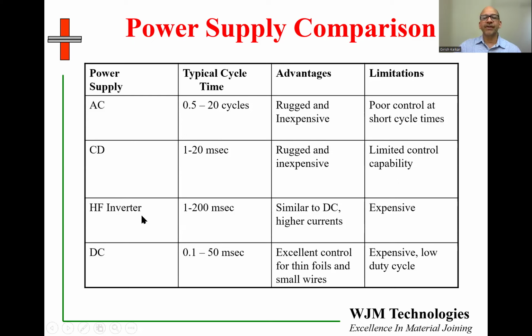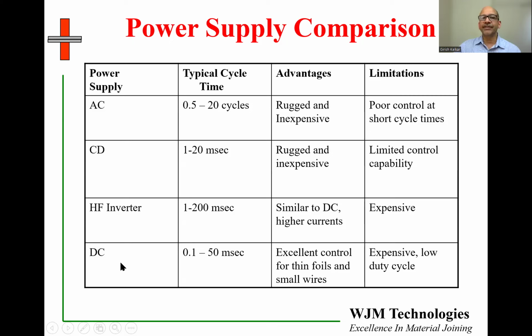The 2 technologies which have come up in the last quite a few decades actually, is the high-frequency inverter and DC. The high-frequency inverter, again, of the order of milliseconds, say 1 to 200, a typical cycle time usually is about, say, 20, 30, 40 milliseconds. Very similar to DC in performance, but it can be made to have very high currents. So you can get a high-frequency inverter power supply that can go up to 30, 40 kiloamps. Of course, it's higher technology and it's quite expensive, but it provides all the facilities you need to control the energy going out to the weld.